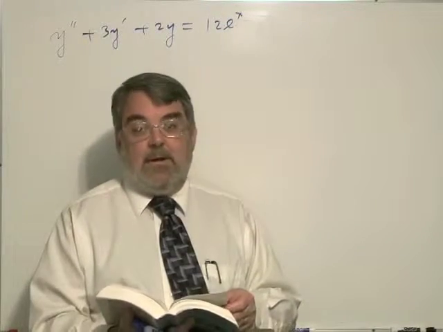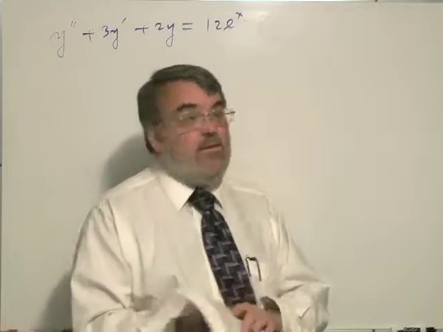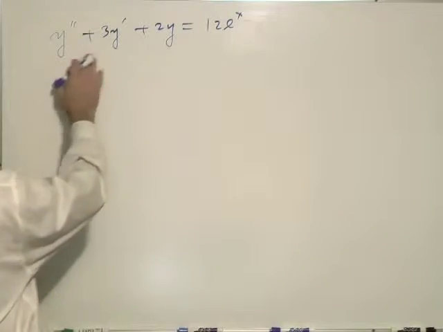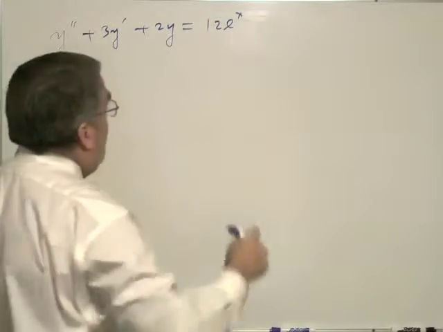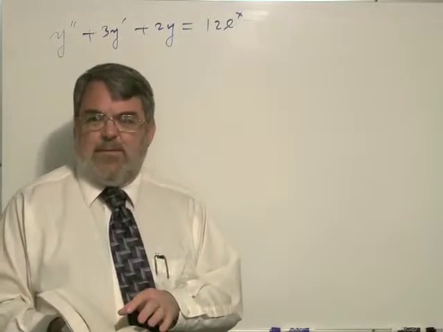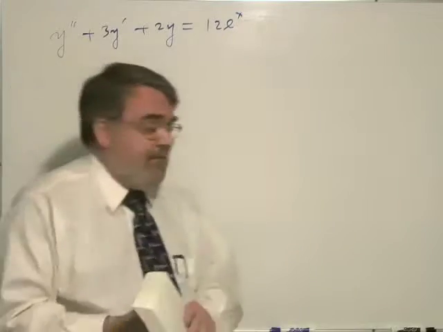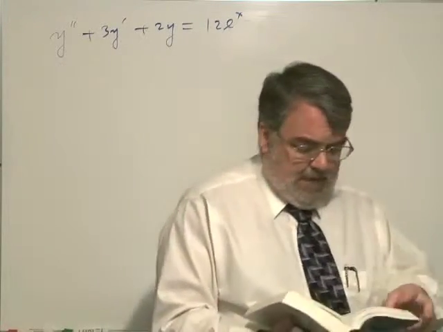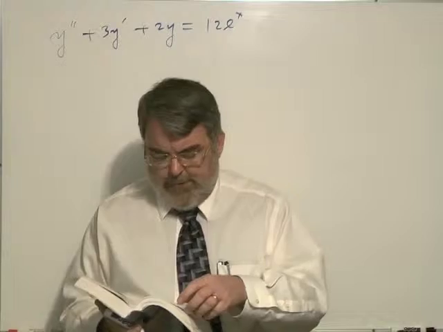This is problem number 11 on page 282. y'' + 3y' + 2y = 12e^x. I feel like I've probably done this one before. Looks kind of familiar, but who knows. We may have done it different ways earlier.